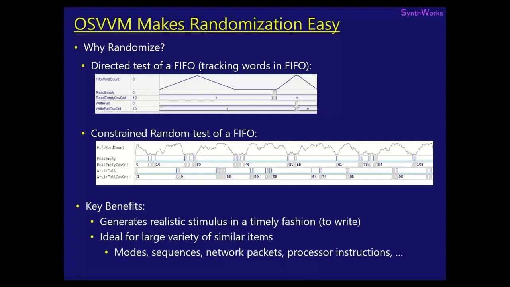So why do constrained random? Well, it generates realistic stimulus in a timely fashion, meaning to write. We could, of course, reproduce the same stimulus with a directed test, but it's going to be tedious and take us forever to write it. Okay, and this is ideal for interfaces that have a large variety of similar items like mode sequences, network packets, processor instructions, and that sort of thing. So it's not ideal for everything.